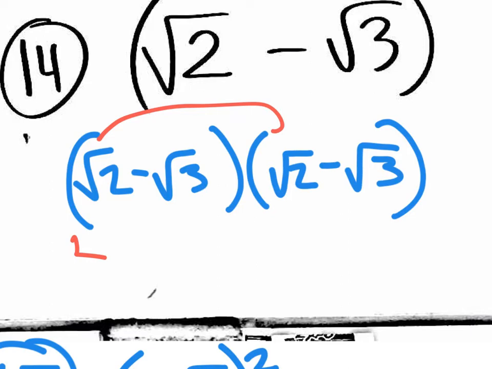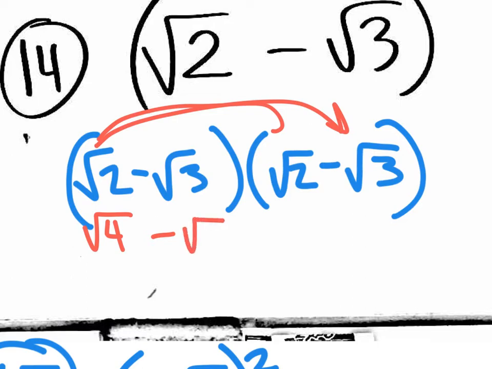I don't know, maybe we should actually show our work here. Let me write it as a square root of 4. Why not? The square root of 4. Okay, how about the square root of 2 times negative square root of 3? That's going to be negative square root of 6. Okay? And what if I go negative square root of 3 times positive square root of 2?